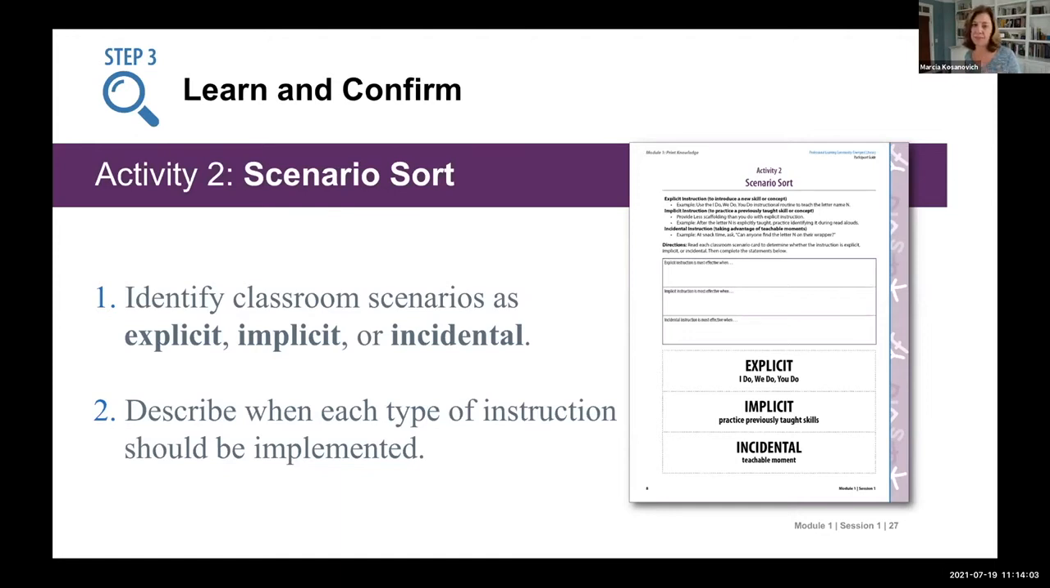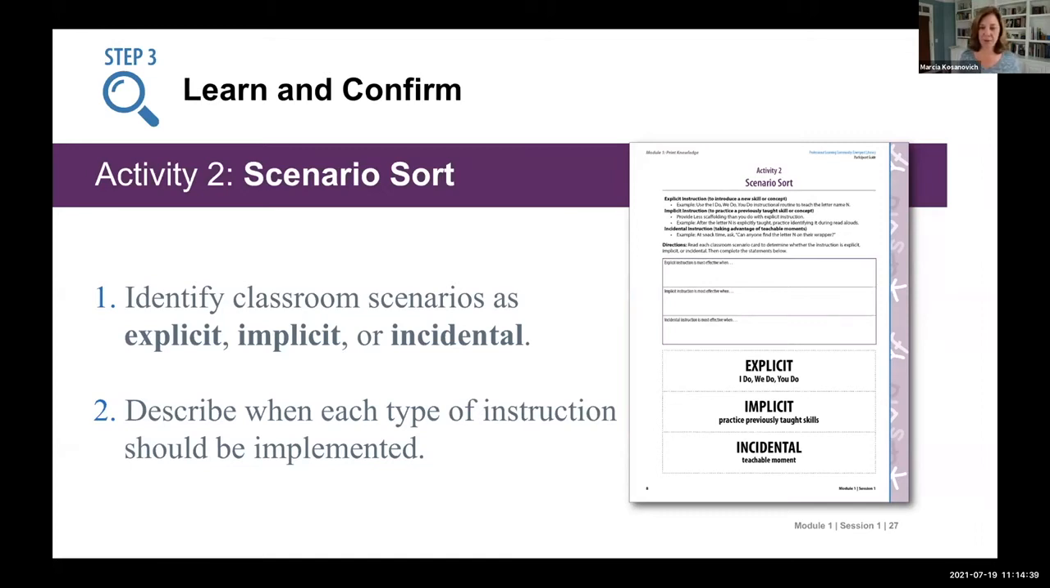implicit, or incidental. So you'll have your participants work in pairs. They'll read each classroom scenario about teaching print knowledge and determine its instructional category. Is it explicit instruction, implicit, or incidental? Answers and key points about the activity are included in the speaker notes of your PowerPoint. Through discussion, you'll note that all 3 types of instruction are important. They serve 3 different purposes. Explicit instruction should be used to introduce a new skill or concept, implicit instruction reinforces what you taught explicitly, and incidental are those teachable moments.